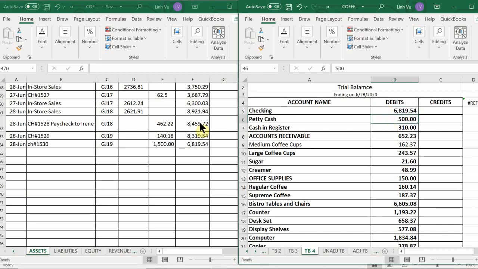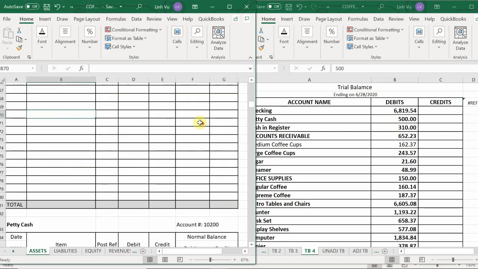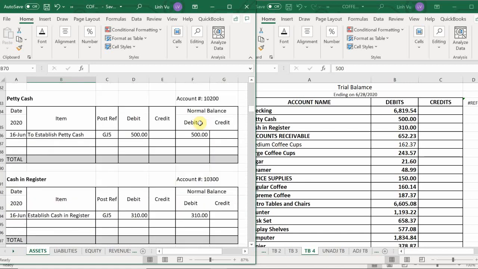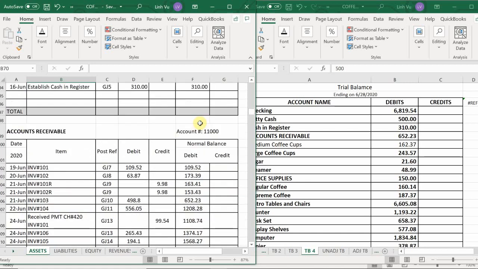681954. Okay. Petty cash drawer, right? We haven't updated it yet, so it's still at 500. Okay. Cash in register should still be at 310. So here, this saves us extra time, because for the accounts that have not changed, we don't need to type it in again. It's already done for us.